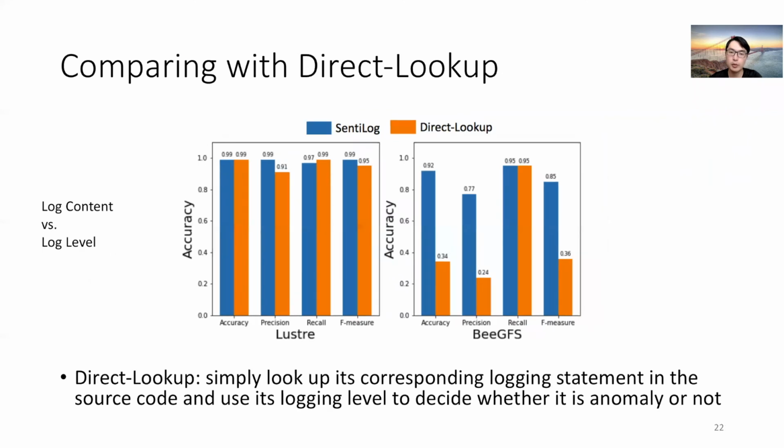Here is a comparison between SentiLog and direct lookup. Direct lookup simply looks up the log's corresponding logging statement in the source code and uses its log level to decide whether it is an anomaly or not. So it can be treated as log content versus log level. We can see SentiLog has a slightly better performance than direct lookup in Lustre, but a significantly better performance in BeeGFS. It is because Lustre has a more accurate log level than BeeGFS.